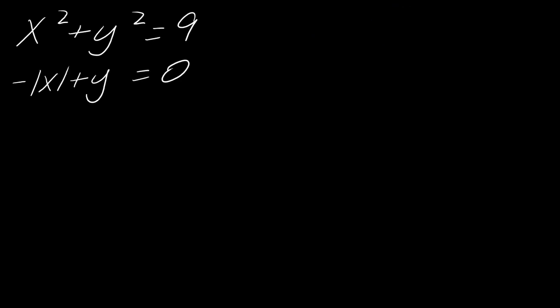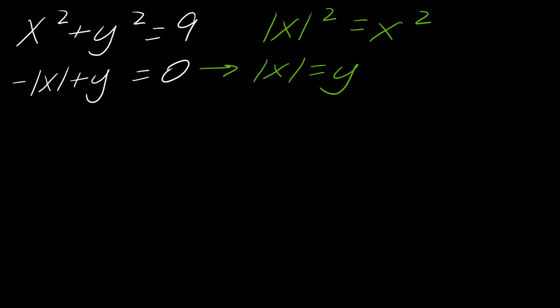Okay, so for this system, I think what makes this one a little nerve-wracking is, I've got x squared plus y squared equals 9, and then I've got this negative absolute value of x plus y equals 0. So this is what's a little nerve-wracking. So I'm going to tell you a little hint that really helps with absolute value problems. The absolute value of x squared is equivalent to just x squared. So knowing that will make this problem a lot easier, because then I can just solve this particular problem for the absolute value of x, so I can just bring it over to the other side.